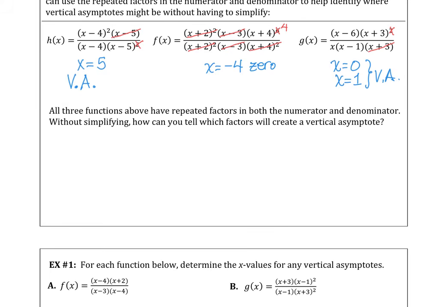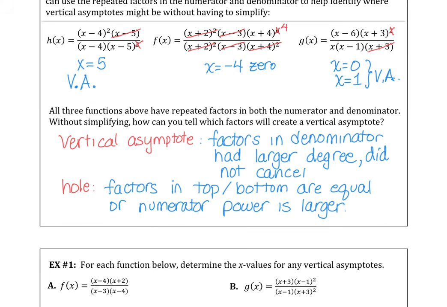Without simplifying, how could you tell which factors would create the vertical asymptote? So stop the video and think about what you would say to that question. My idea was that the vertical asymptote happened when the factors in the denominator had the larger degree. They did not cancel out.